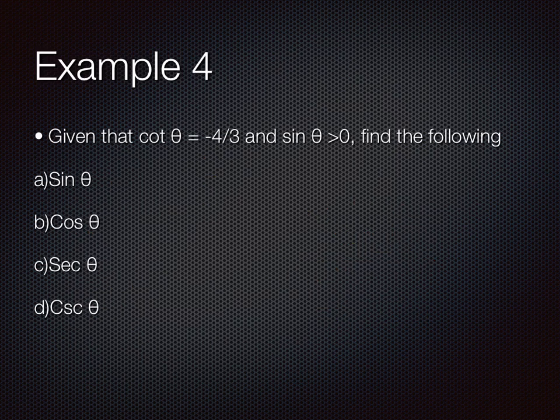All right, example 4 says, given that the cotangent of theta is negative 4/3 and the sine of theta is greater than 0, find the following. So now we're going to use the first piece of information to set up a right triangle. I'm going to put theta in the corner. Cotangent is going to be adjacent over opposite, so 4 and 3. Now the question is, is the negative on the 4 or on the 3? And that's why the second piece of information is there.